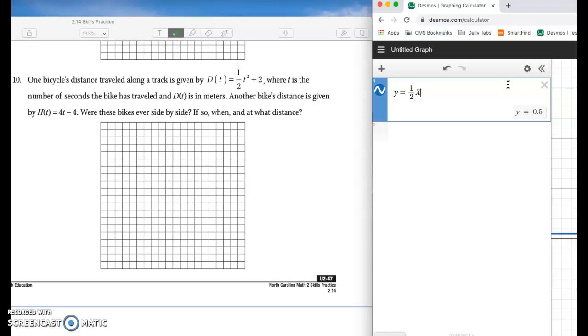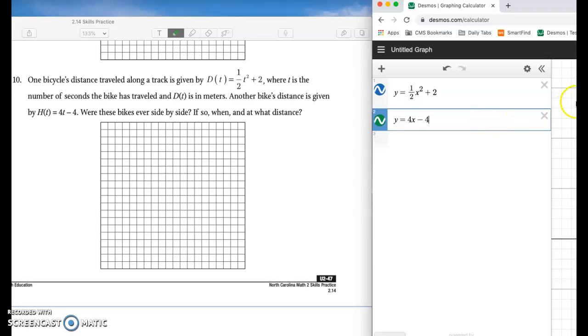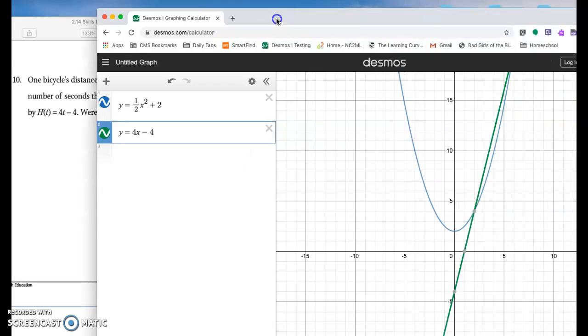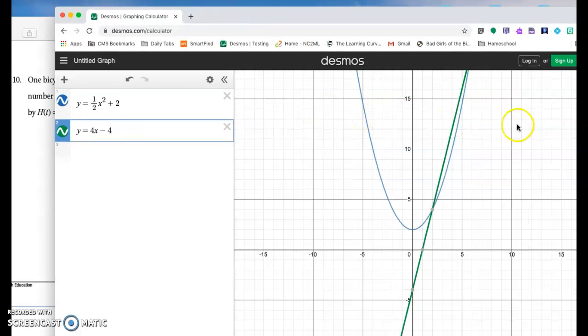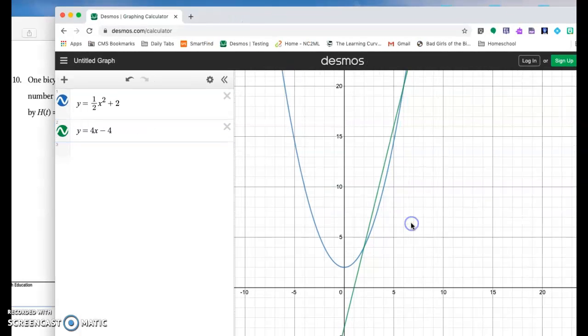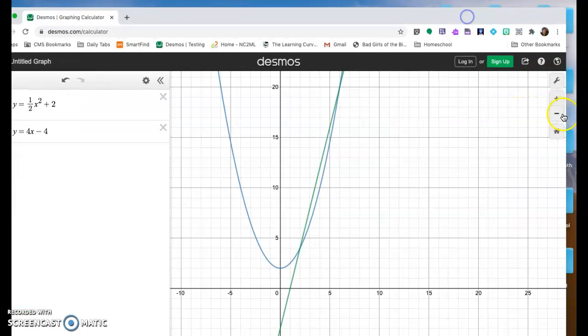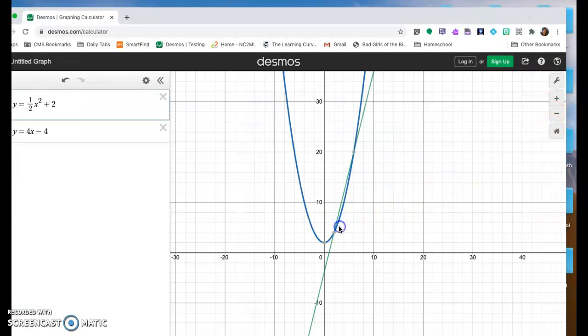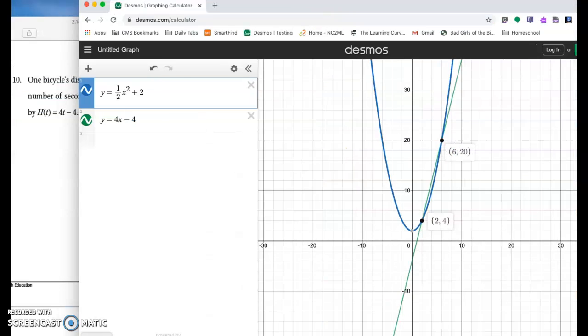We always need to use x when we're in Desmos. It's not going to like it if you try to change those variables and make it something else. So we're going to use y's and x's. And we just have to know in our head that it's the same as t. So side by side meaning that they're at the same place. And again, we're probably going to have to zoom out because there's more than one intersection point here. So at 2, 4 and at 6, 20.